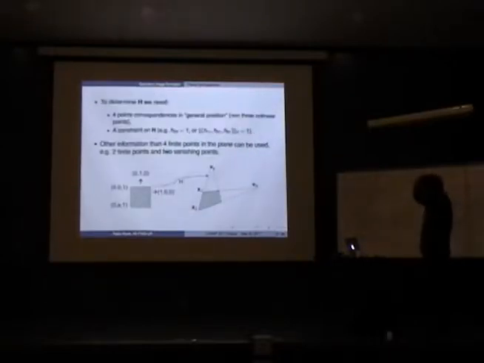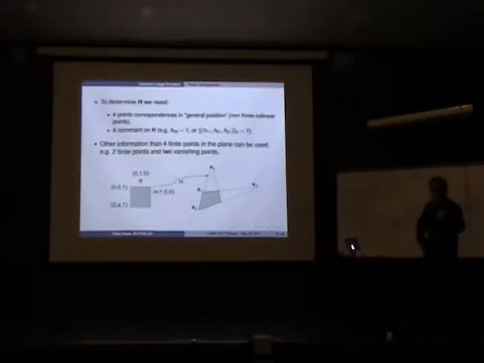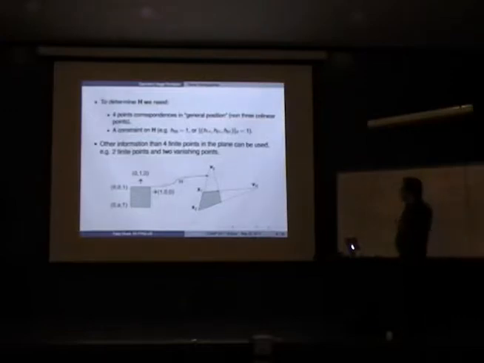So if we want to determine H, it's very easy. We need 4 point correspondences in general position, so 3 of them shouldn't be aligned. And we have to put a constraint, and that's it. There we have the 9 equations, the constraint plus 2 coordinates per point. We can use finite points, or we can use vanishing points, because vanishing points at infinity are points for us, so it's the same.